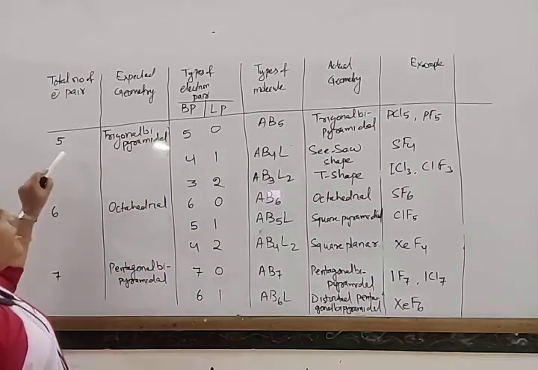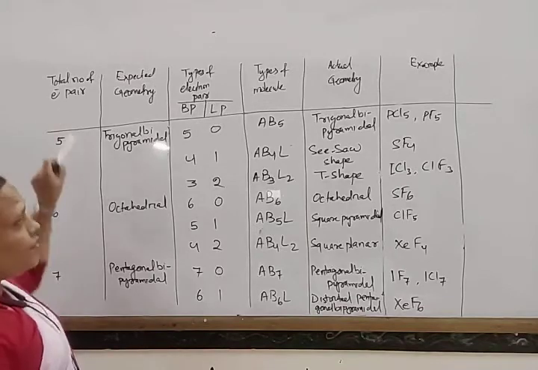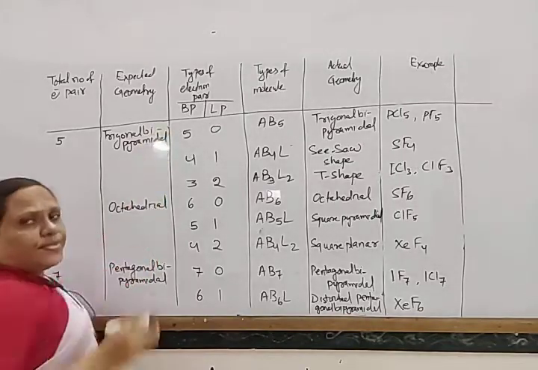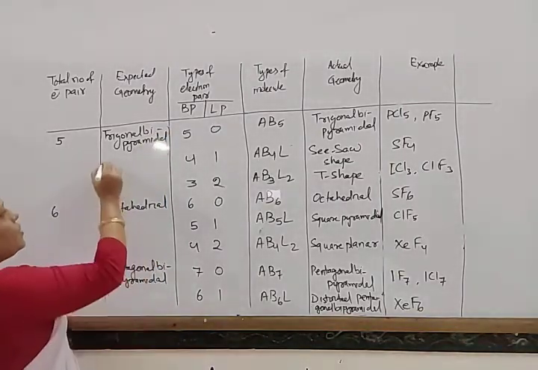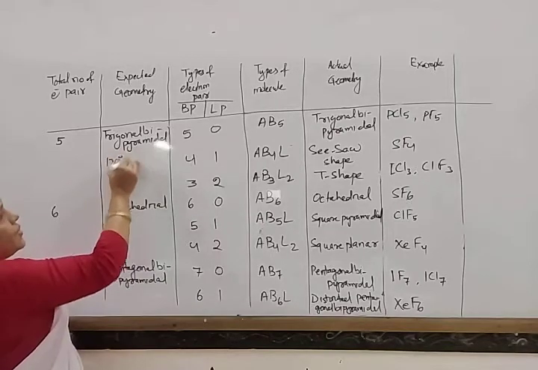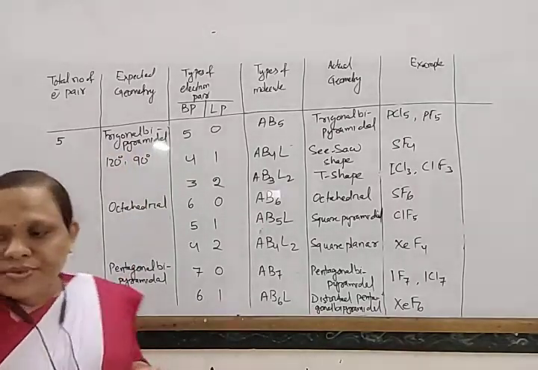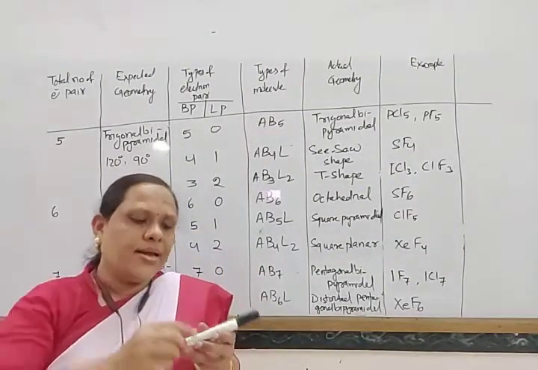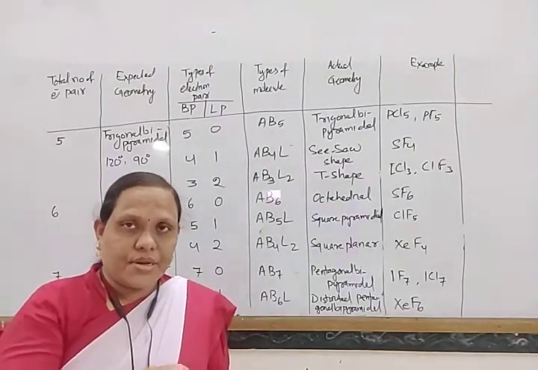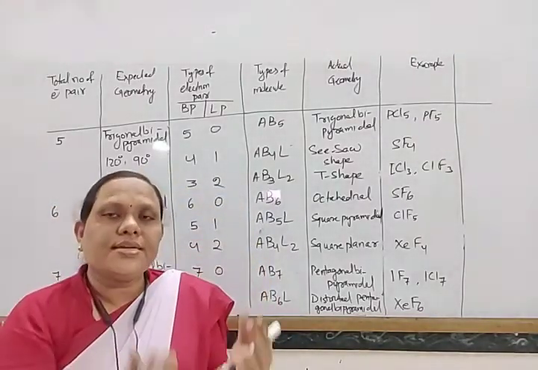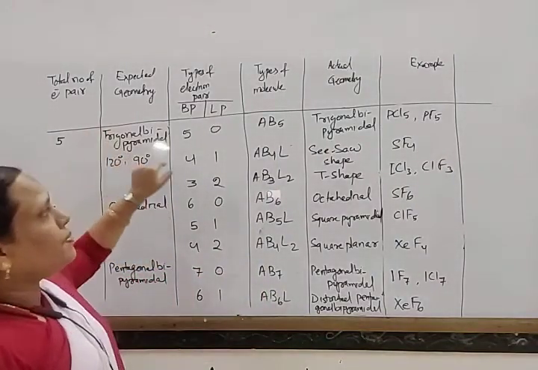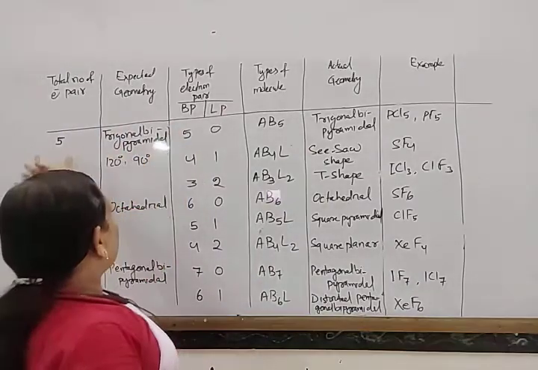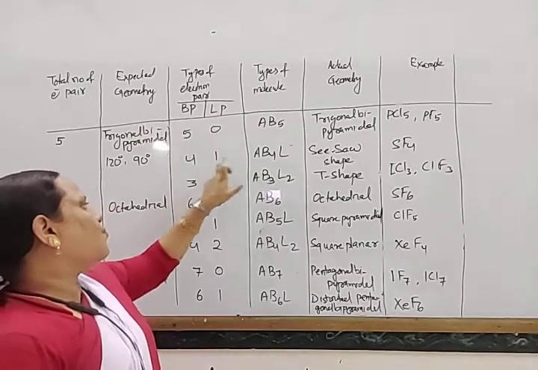Now come here. If it is surrounded by 5 electron pairs, then the expected geometry is trigonal bipyramidal, and the bond angles between them are of 2 types: one is 120 degrees and another 90 degrees. Three remain in a plane, another remains above, another remains below. If you join these, it gives you a trigonal bipyramidal shape. There are 3 types of arrangement in total of 5: 5-0, 4-1, 3-2.